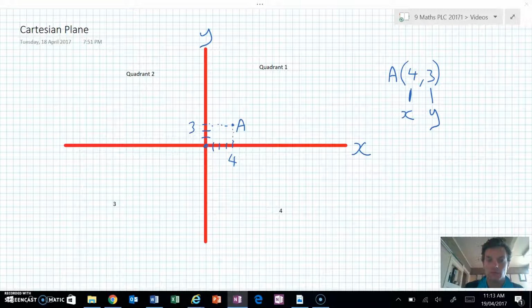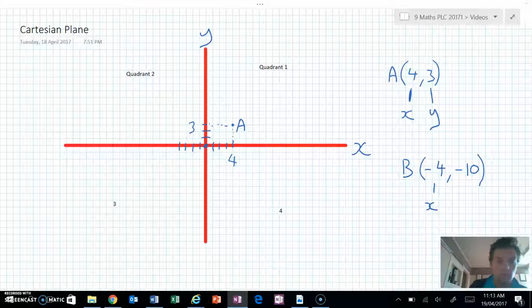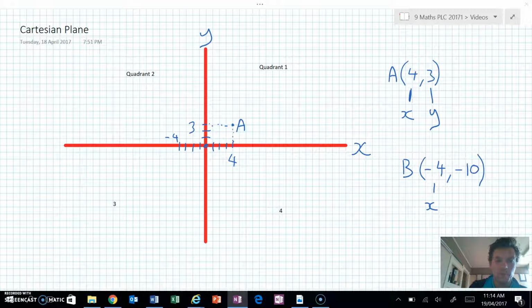If we do the flip side of that, we might have point B, and point B might be (-4, -10). So again, remembering our first number is always going to be x, we're going to go across to -4. 1, 2, 3, 4. So there's -4. And what we're going to do now is go down the y-axis 10.